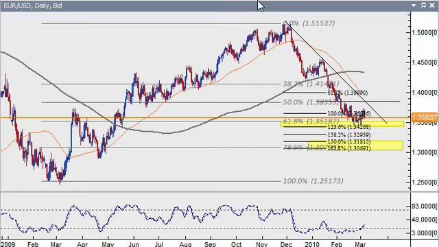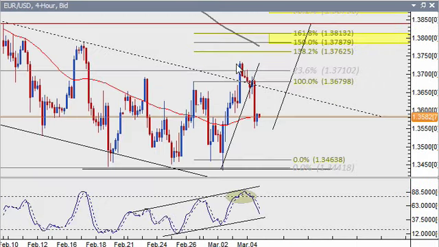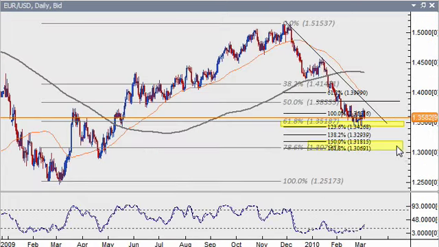Okay, so again, the market is ranging. In the short term, it looks like there could be another leg up to retracement level here, but if the market continues to come down, look for support at 1.3450. If the market breaks below that, then the next target is 1.31, 1.30.